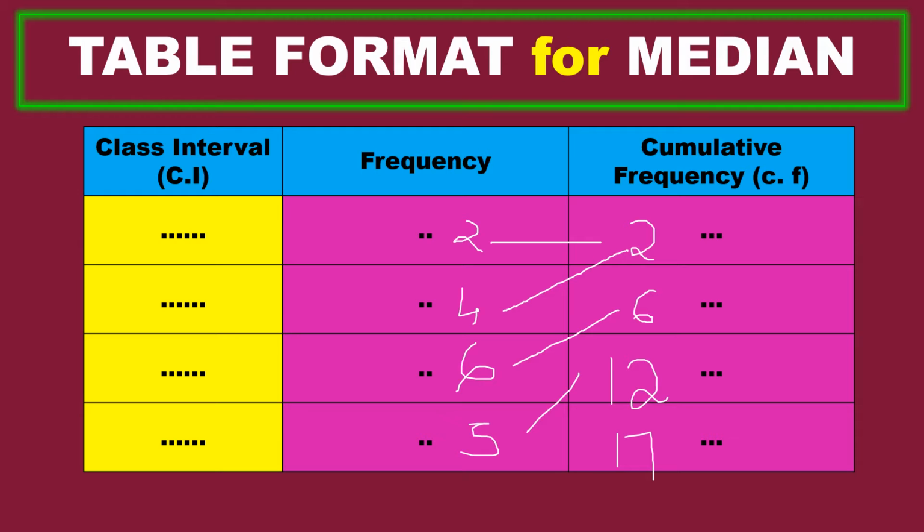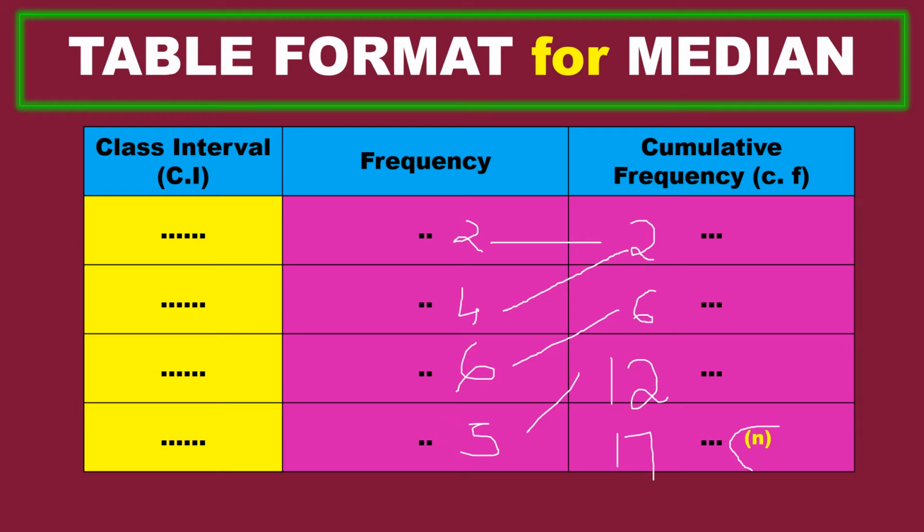Now, the thing I have to tell you is, whatever the last value of the cumulative frequency is, here 17, that is called n. This n is very important in finding the median. Depending on this n only, the entire problem will be solved.